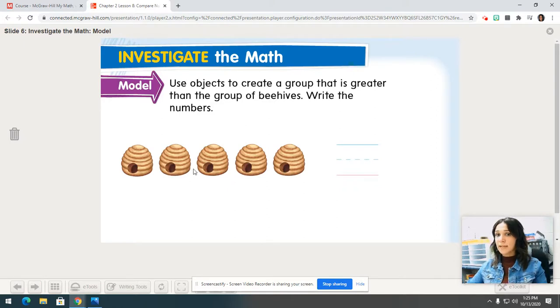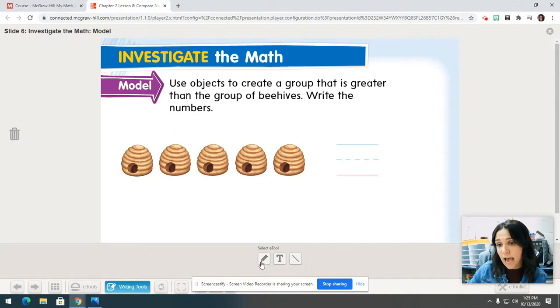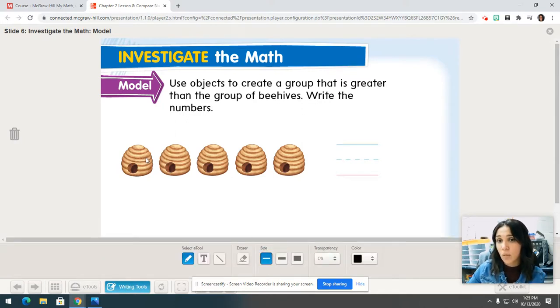When I look on my page, I see that there are honeycombs. Boys and girls, can you help me count how many honeycombs we see? 1, 2, 3, 4, 5. We have 5 honeycombs. I'm going to write the number 5. Well, what do we say for number 5 again? Down and around and make a hat. Good. Now you say it. Down and around and make a hat. Excellent. So I want to make a group that is greater than.